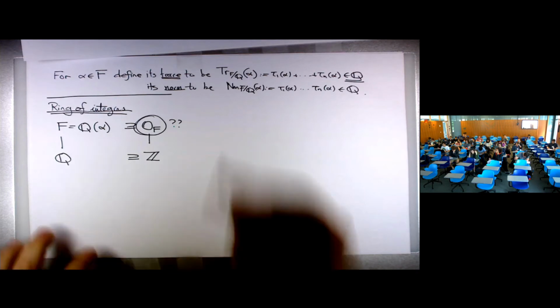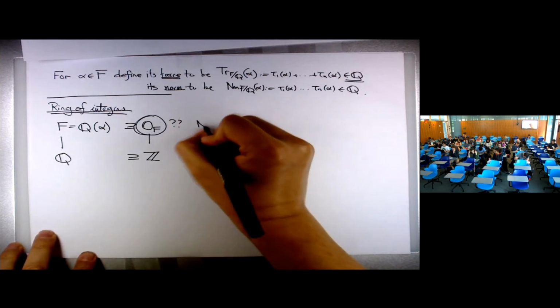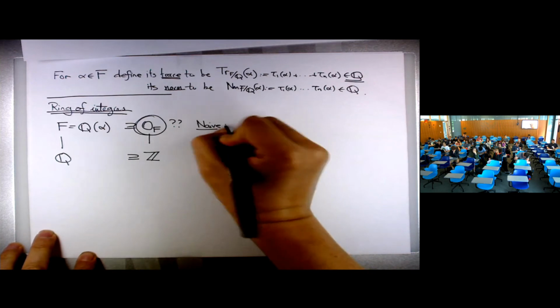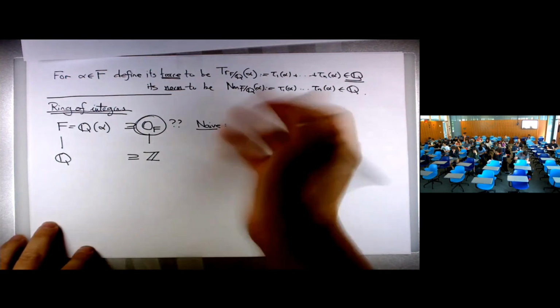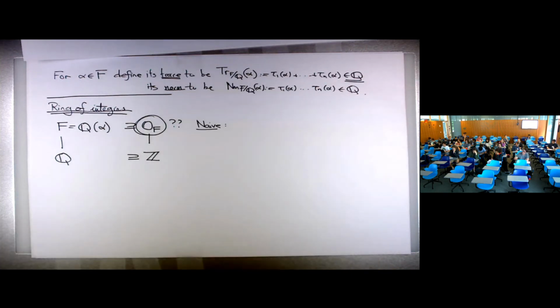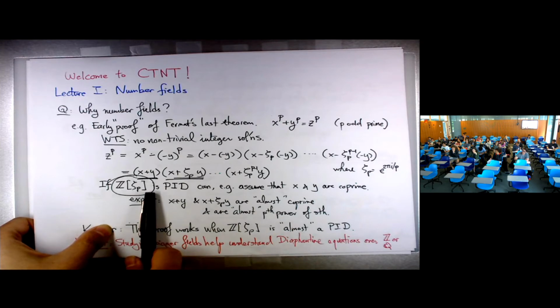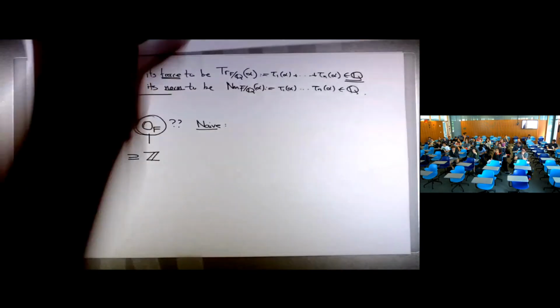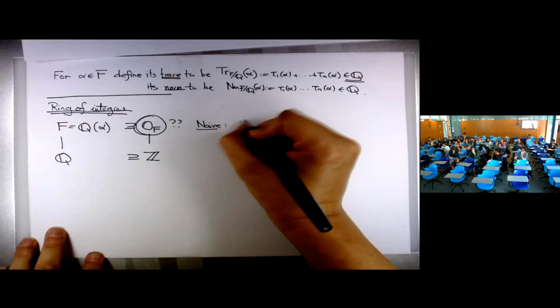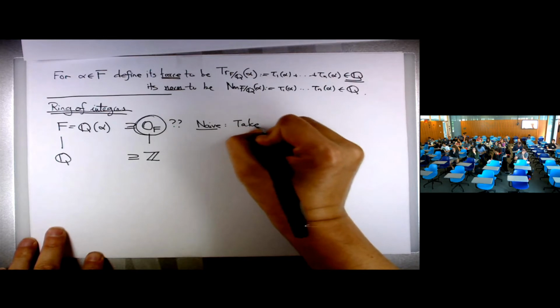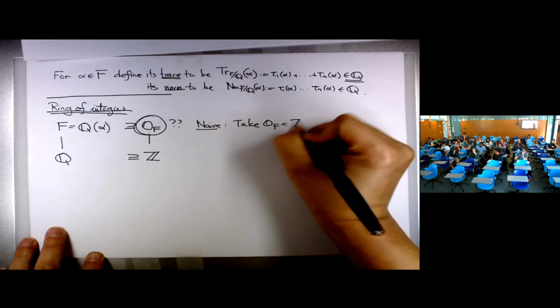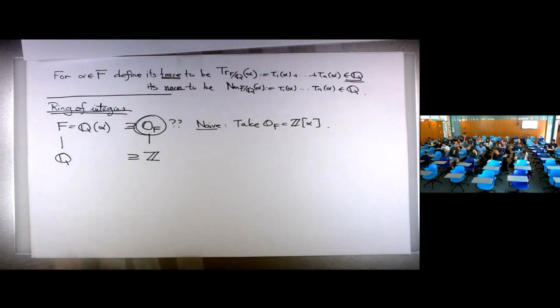So here's maybe a naive guess. You can start with an alpha. I can just look at my last example, where I start by adjoining some zeta p. So maybe I can just take O_F equals Z adjoin alpha. Well, there's a bit of a problem with this.